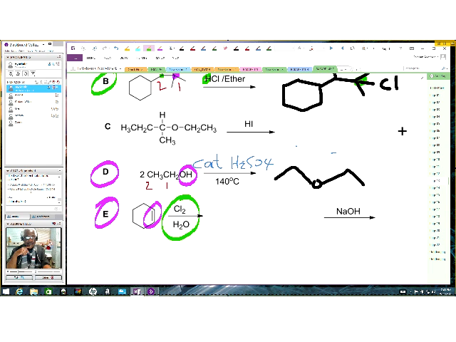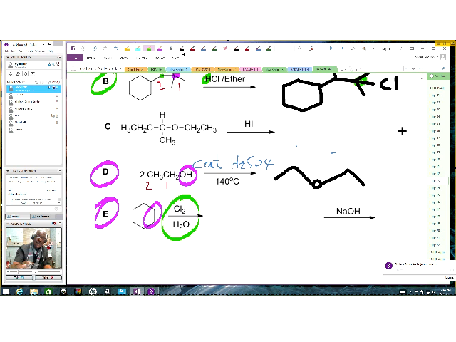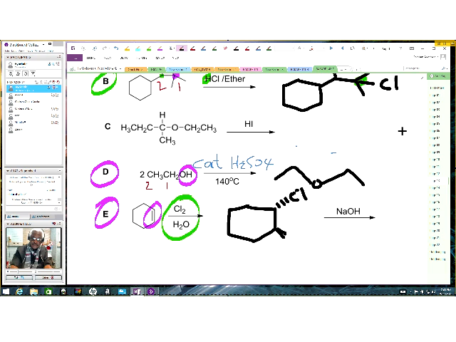A chlorohydrin is when you have a hydroxy group and a chlorine atom attached to adjacent carbon atoms. In other words, carbon atoms that are next to each other. So what would that be? It would be this here. Okay, the stereochemistry here, of course, is trans stereochemistry. So you are going to get that. That is the product, and that is what we refer to as a chlorohydrin.